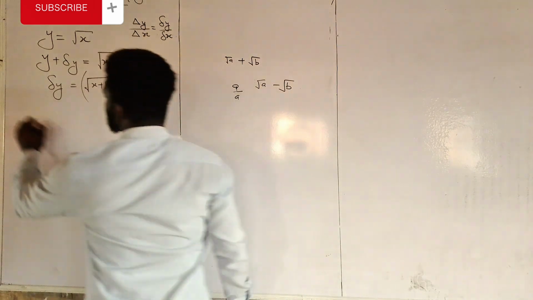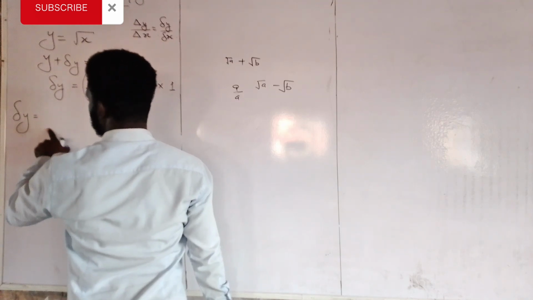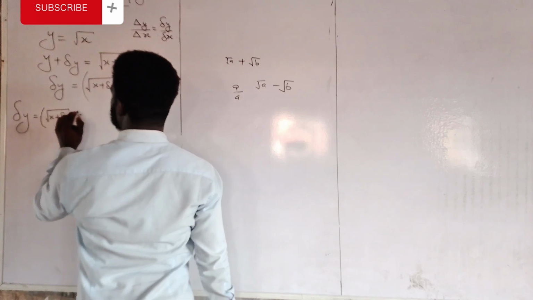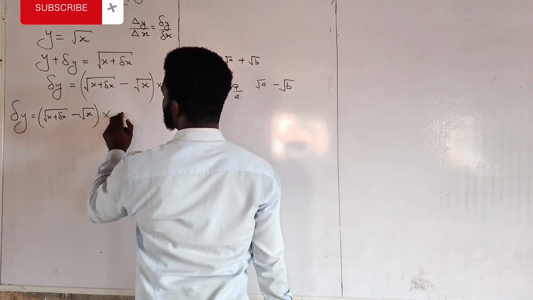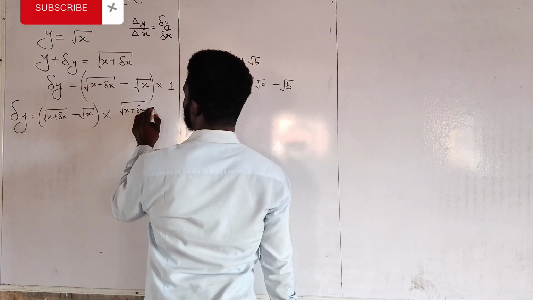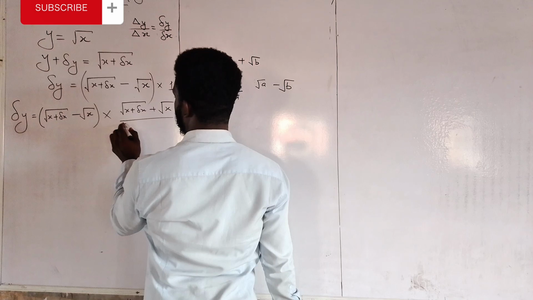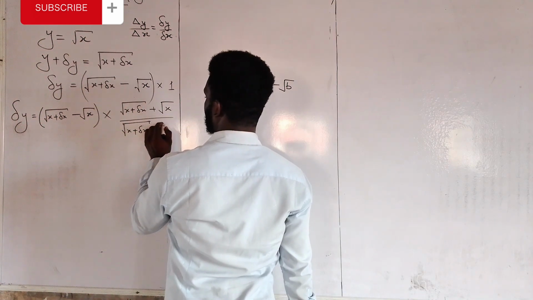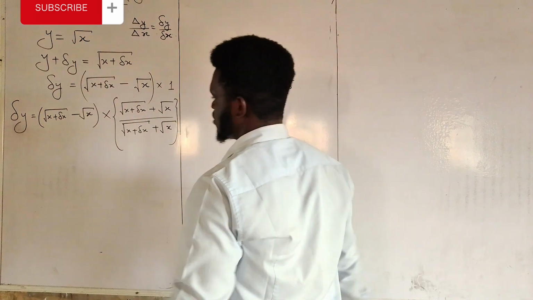So doing that, we just have that change in y becomes equal to, let me put our normal parentheses here, the square root of x plus change in x minus the square root of x. Multiplying by the square root of x plus change in x plus the square root of x as the conjugate of this, all divided by the square root of x plus change in x plus the square root of x. So this is the same thing as 1.